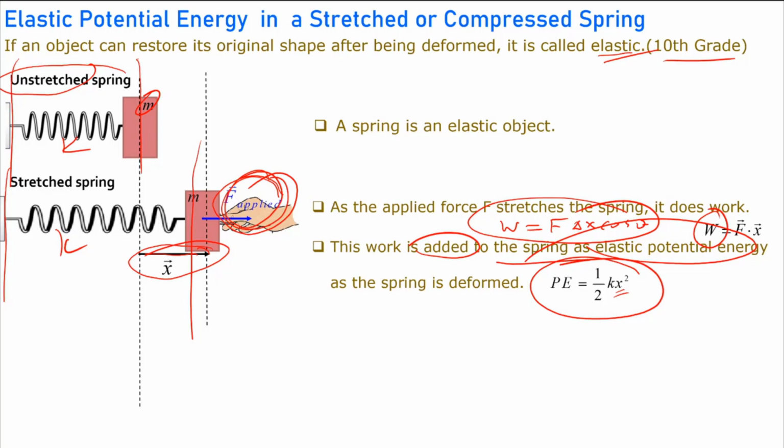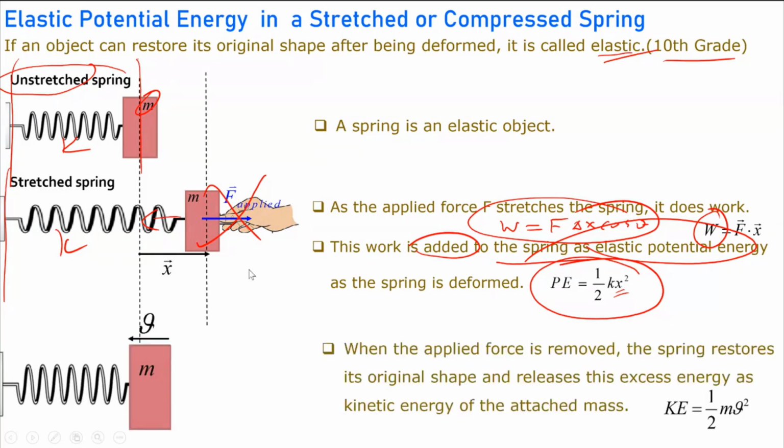However, when you release this object, when you remove your hand, what will happen? Because of the elastic force, this spring will take its original shape. If it takes its original shape, what does it mean? Its elastic potential energy will be decreasing. And finally, when it completely takes its original shape, the elastic potential energy will be zero. But where does this energy go? This energy will be given to this mass as kinetic energy.